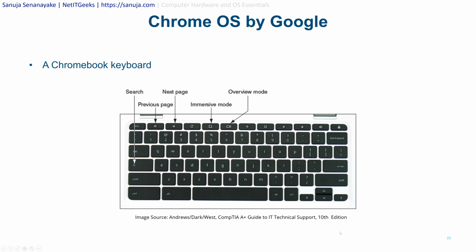So here's a screenshot of the Chromebook keyboard. They are slightly different from a regular Microsoft keyboard or the Apple MacBook keyboard. You have the search key and you have those previous keys at the top. You have the immersive mode key and the overview mode keys. Those are not typical keys that you will find in other devices that are specifically designed for other operating systems. So keep that in mind.